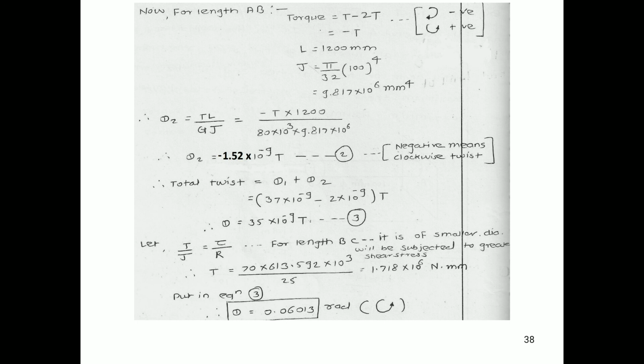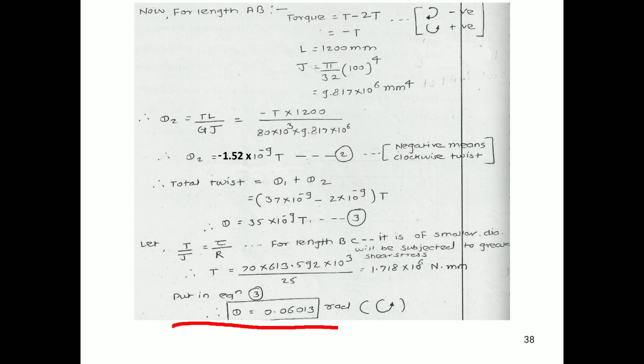So on putting all those values of J, tau and R into this equation, we have T equal to 1.718 into 10 raised to 6 Newton mm. Once you know the value of T from the torsional formula, we will put this value into equation number 3, because for theta, the T is unknown. On putting this value into this equation, we have theta equal to 0.06013. It should be in radian. If you require, you can convert it into degree also.